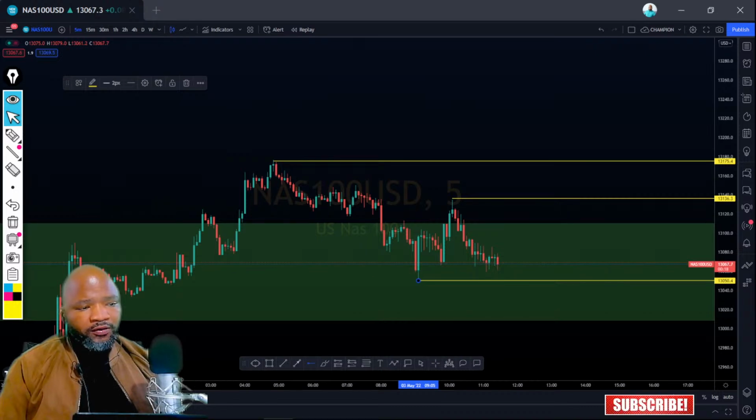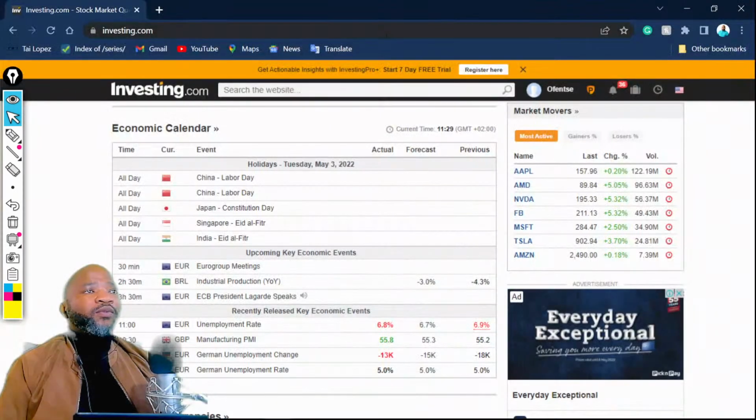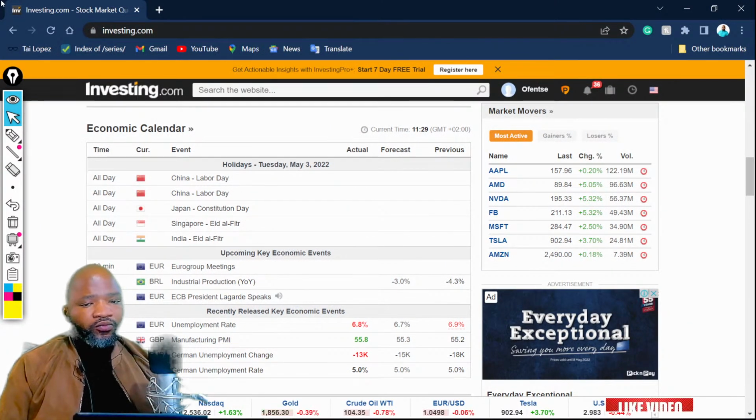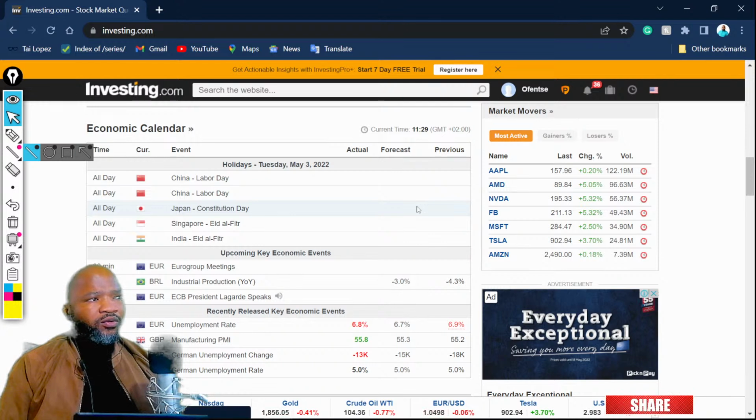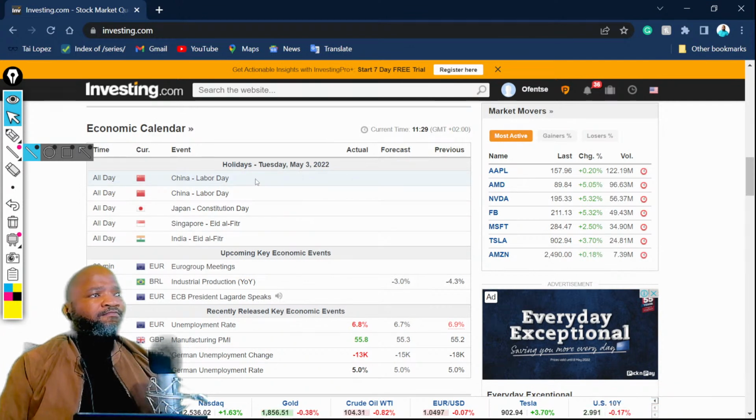Okay, let's go to investing.com and witness something. This is what I would like us to witness on Tuesday the 3rd of May. There are more holidays, same as yesterday. China is having Labor Day, Japan is having Constitution Day, Singapore Eid, okay. India is having the same holiday also.